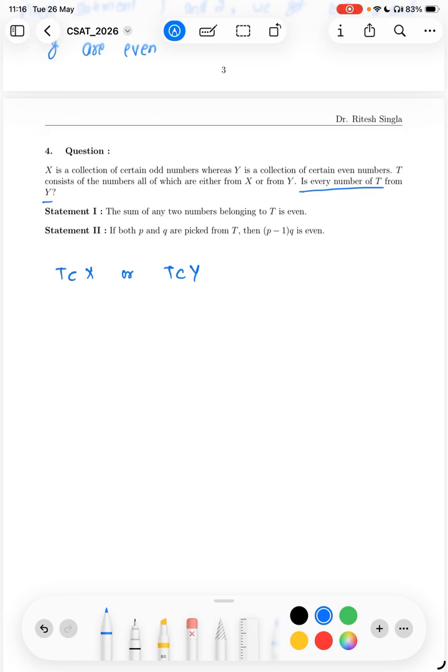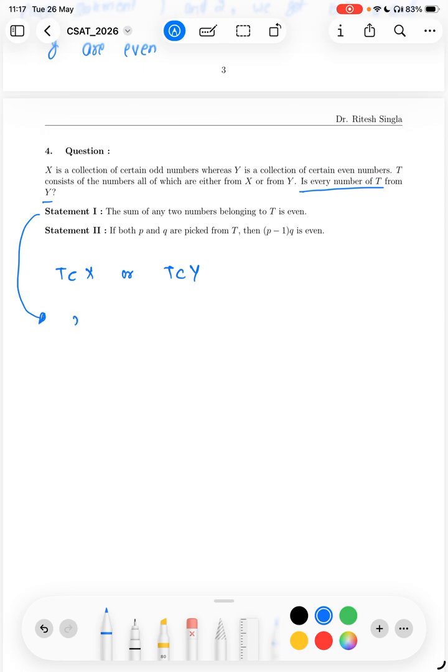Basically, are all the numbers inside T even? If we are able to prove that all the numbers in T are even, then we are sure that all the numbers of T come from Y, right? Now look at the first statement: the sum of any two numbers belonging to T is even.